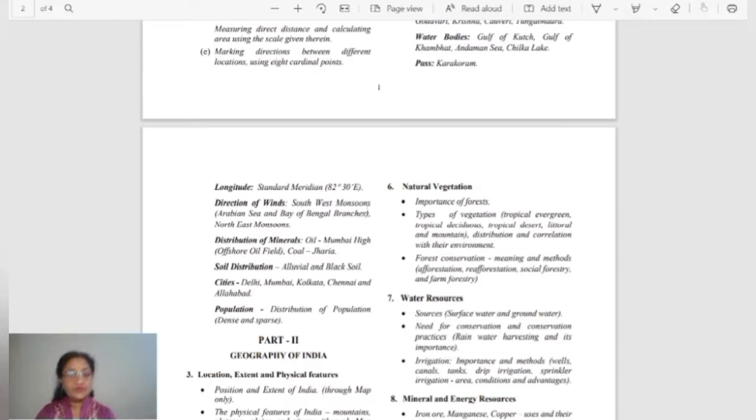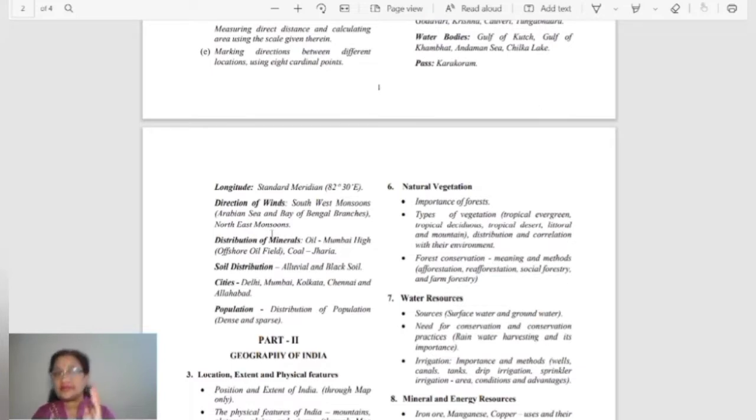Okay, number one. Number two is northeast monsoons. So both these winds we have to mark on the map, which we have to practice. Then come to distribution of minerals. Now what are the places we need to mark for under this particular topic, that is distribution of minerals?